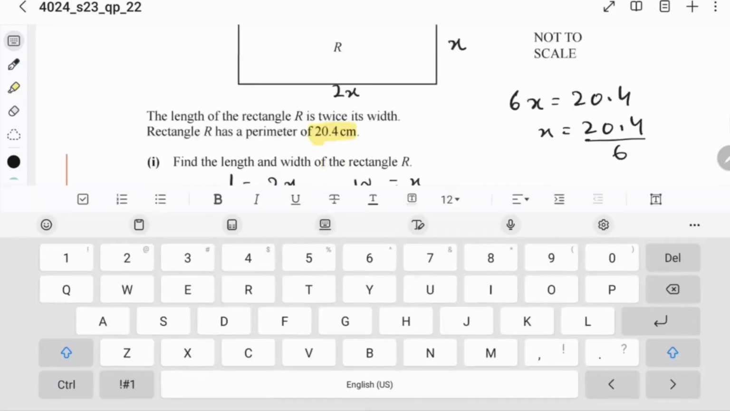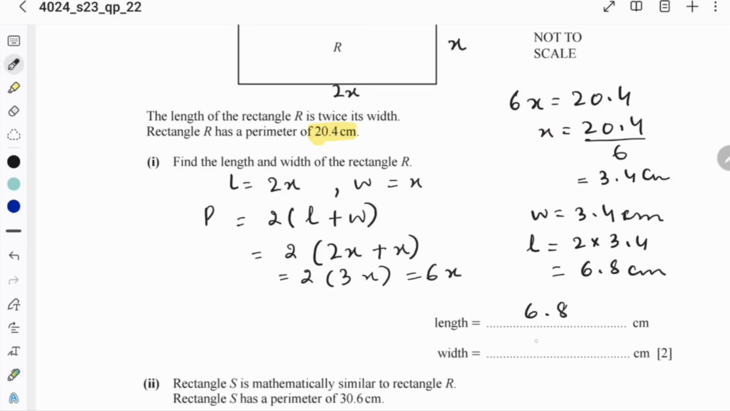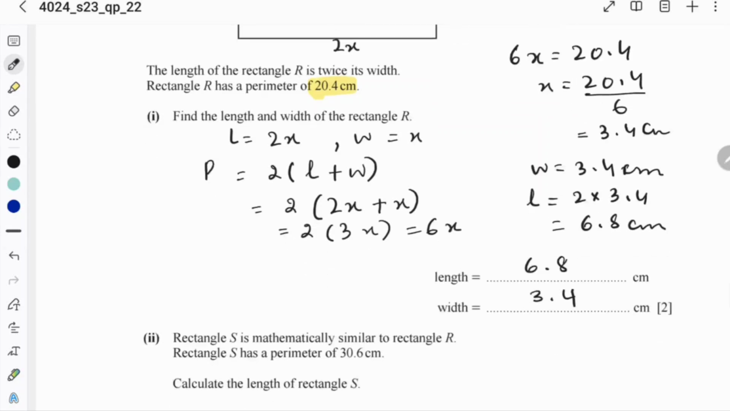3.4 centimeters is the value for x. So x was your width. So the width is 3.4 centimeters and your length is 2 times 3.4, which is equal to 6.8 centimeters. So the length is 6.8 centimeters and the width is 3.4 centimeters.